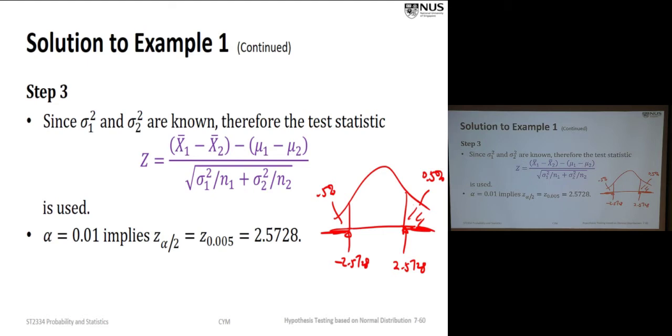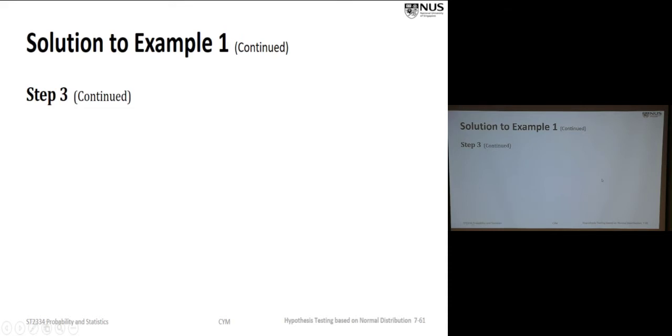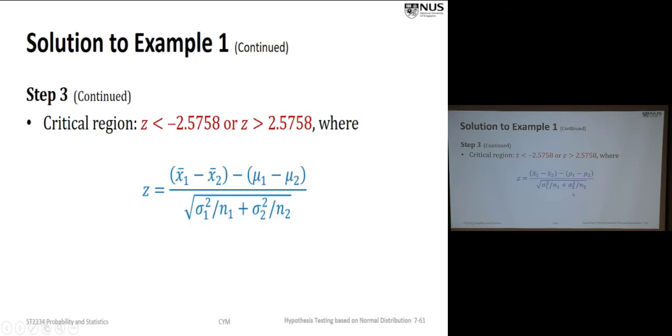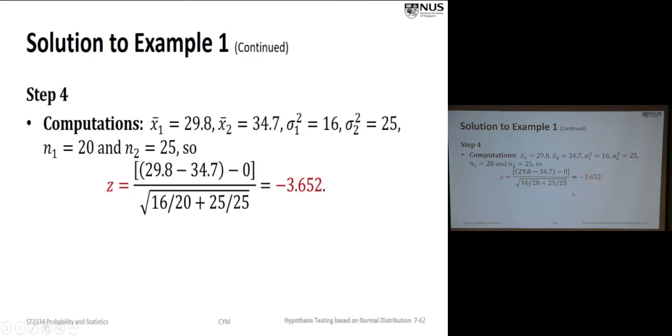We set it at 1%, a very high standard. It is very difficult to reject the null hypothesis. We set the probability of committing a type 1 error at only 1%, so I divide it in half, and each side has only 0.5%. So we reject if Z is less than minus 2.57 or Z is greater than 2.57. So this is the Z, and from the data, we got minus 3.65.